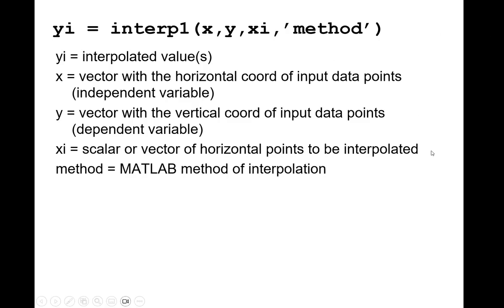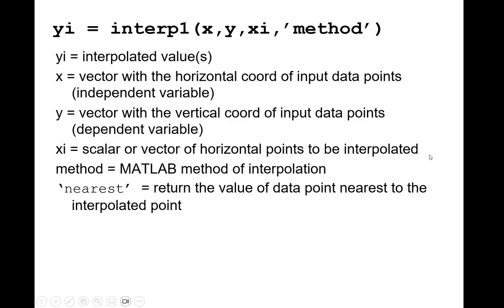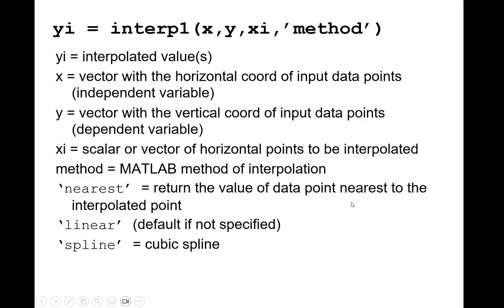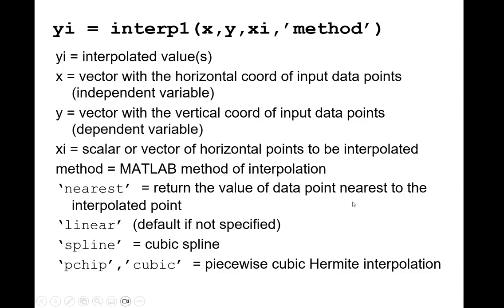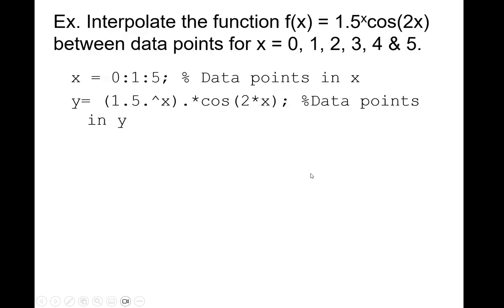There's a lot of different methods for interpolation. There's one called nearest. There's one called linear, where we draw straight lines. There's one called spline, or p-chip, or cubic. And these are all methods of identifying an interpolated point between known points. So let's look at an example.